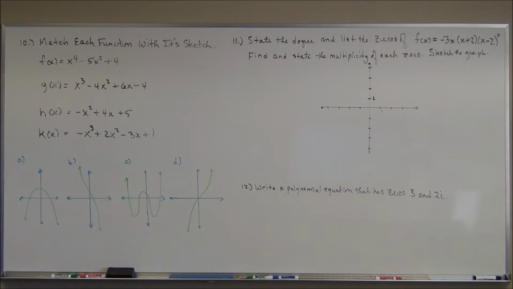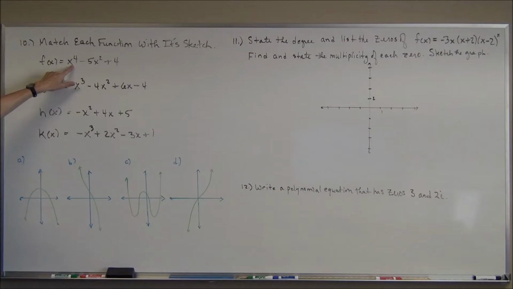All right, now in the next problem, problem number 10, we're going to use what we know about end behavior, and we're going to determine which function goes with which graph. So why don't you go ahead and try it, and pause. All right, here we go. This is our lead term here because it has the highest degree. It's x to the fourth, and my coefficient is 1.